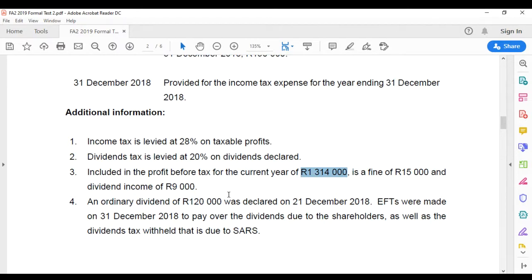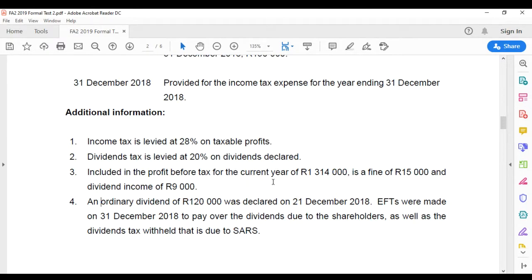So now for your benefit, because it's not taxable, you can deduct it in order to arrive at your taxable profit, right? Okay, ladies and gentlemen, then we also see paragraph 4, an ordinary dividend was declared. We can talk about that just now. So that will clearly deal with dividends tax. So we'll talk about dividends tax just now. So let's just finish with our income tax part.